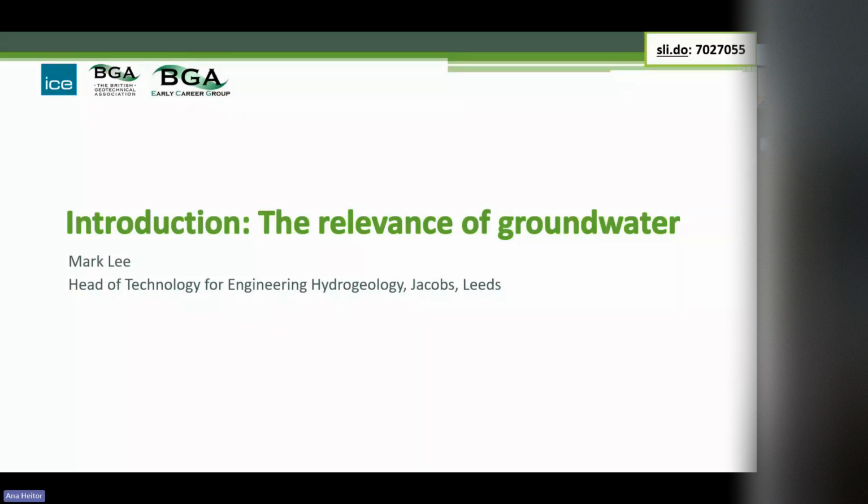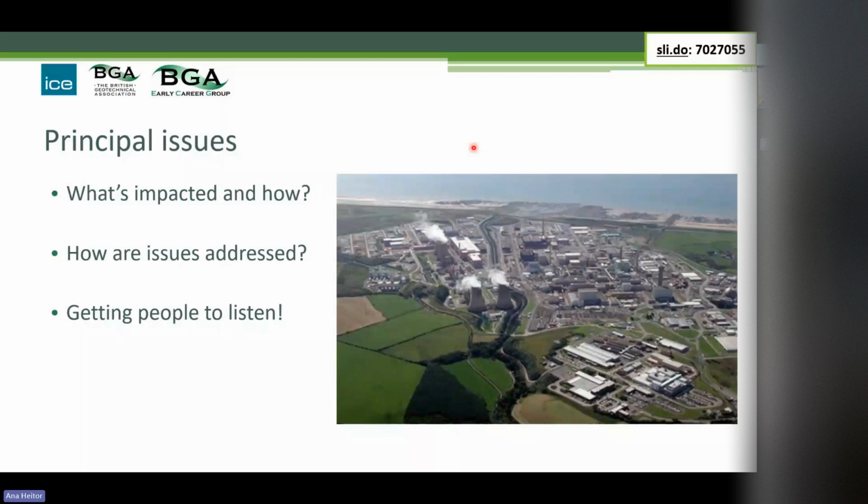So, groundwater, why is it important? The main thing is, it's very hard to find a job where you're working below the ground and you don't encounter groundwater in some aspect or some way on your project. The 2 main things you need to consider when it comes to groundwater are what's impacted, how's it impacted, and how do you address the issues there? There's also a third part to that, which is actually getting people to listen. The first two are generally easier than the last one, because even if you have got the right answer, the best advice for a client in the world, it's sometimes very, very difficult to get people to actually listen to your expertise and have a voice at the table.